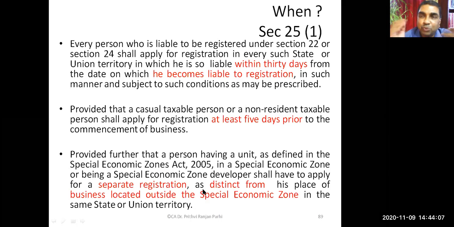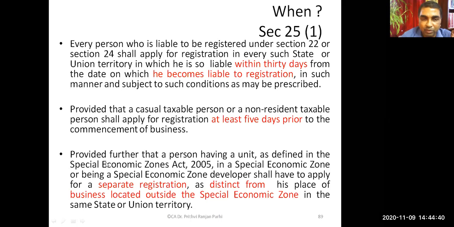In that context, one more thing we need to remember. Suppose somebody has a business unit in an SEZ, that is, a special economic zone. Then what will happen? In case he has one unit in a special economic zone, or has business elsewhere but a branch in a special economic zone, what happens is dealt with in this particular proviso. If you read this proviso, it will be more clear to you.